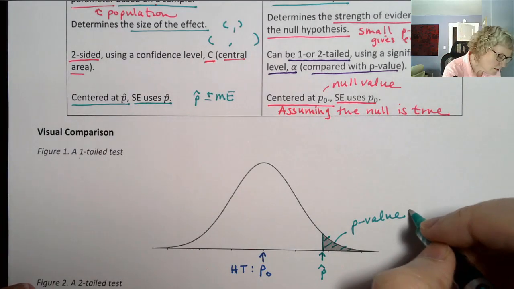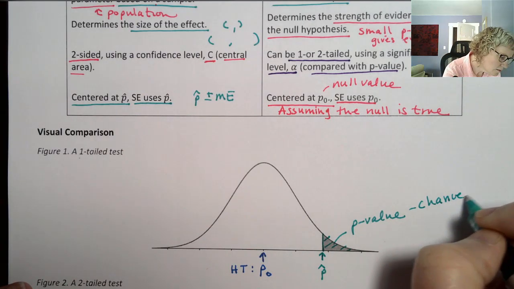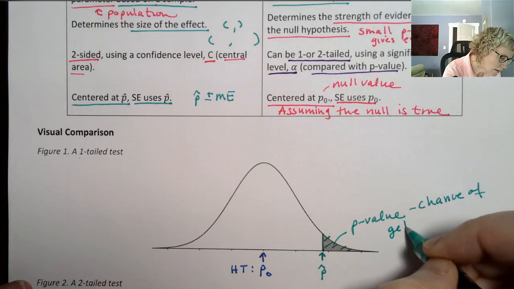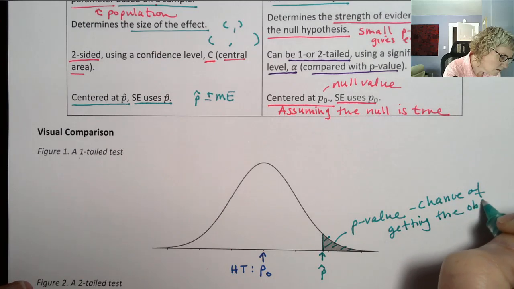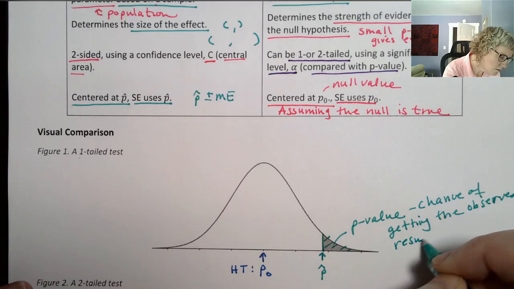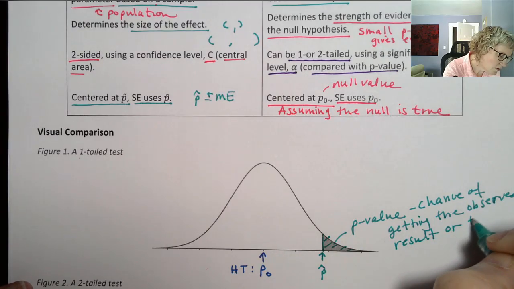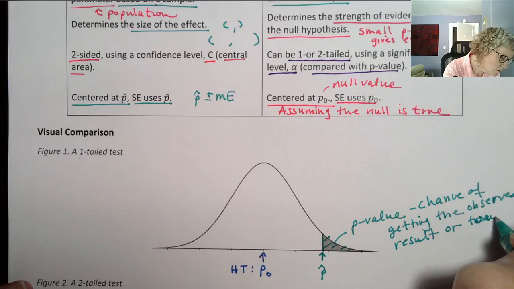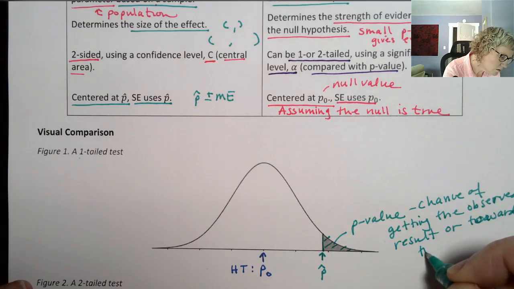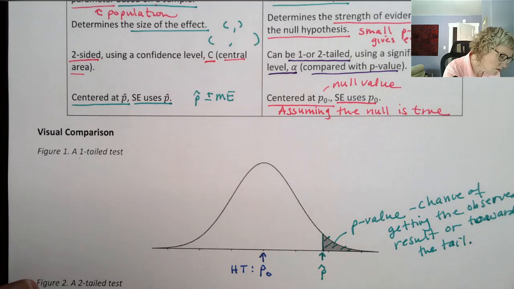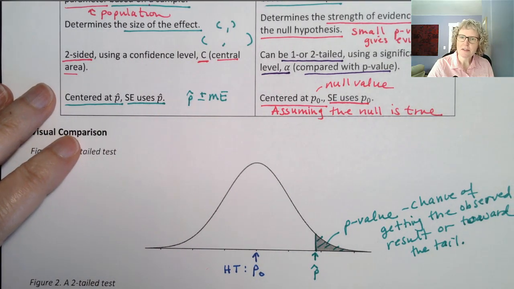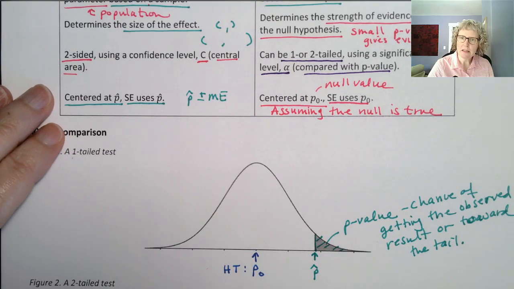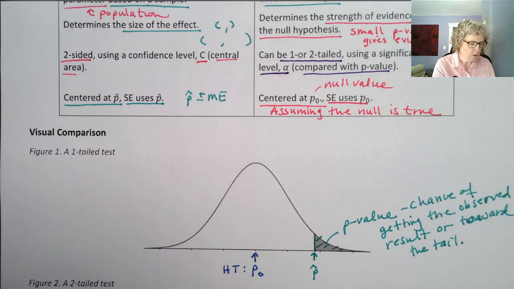So that's the chance of getting the observed result or toward the tail. Sorry, my hand wasn't quite working very well right there. Let me make sure you can see this. The p-value is the chance of getting the observed result or toward the tail.